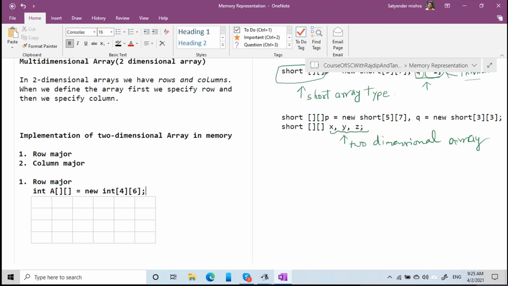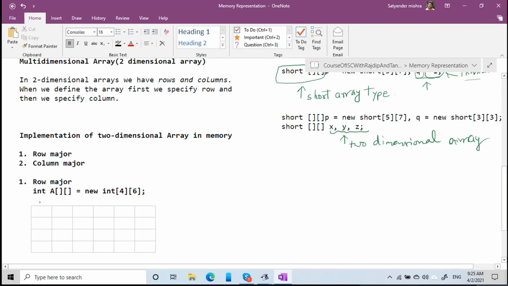And if we are using row major logic, then we read the array in this way, right? We can see that this is written like this: 0, 1, 2, 3, 4, 5. These are column numbers and these are row numbers, 0, 1, 2, 3, right? And in row major, we read the information in this way, and then again we come back here and continue. So this is row major.